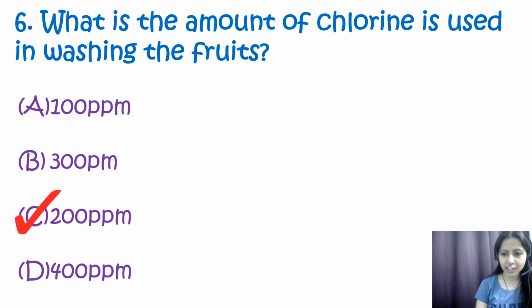So for sanitation of fruits and vegetables, a concentration range of 100 to 200 ppm of chlorine is usually taken, and this concentration is enough to kill the harmful microorganisms without damaging the produce or causing harm to the consumers. So over here the correct option is C, that is 200 ppm.